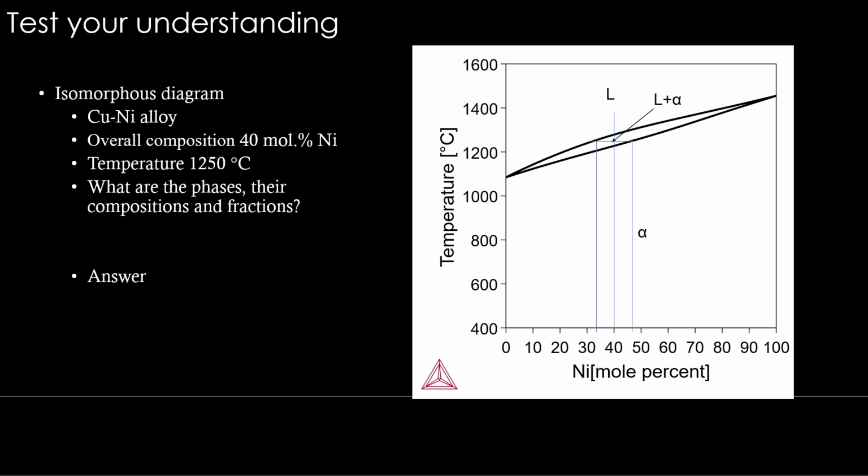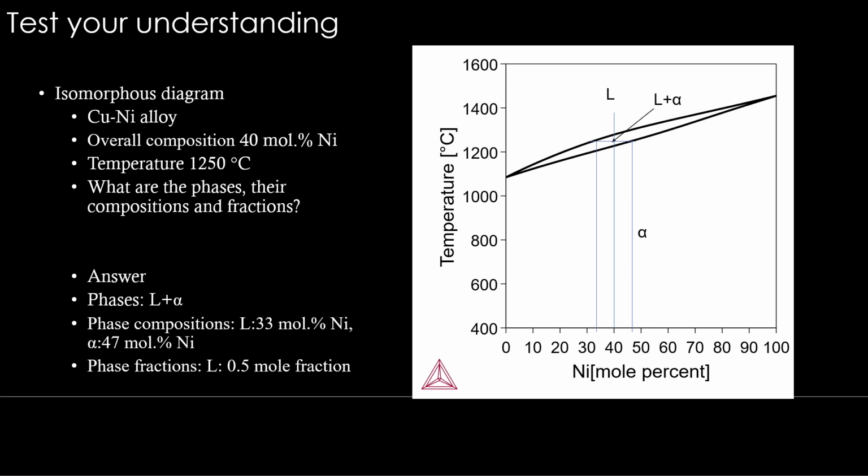So you can drop it and read the compositions. Something around 33 mole percent nickel is in liquid, and 47 mole percent nickel is in alpha. Okay, so phases are liquid plus alpha. The compositions are 33 mole percent nickel and 47 mole percent nickel in liquid and solid respectively. And in the phase fractions, applying the lever rule, you will see that 0.5 mole fraction approximately is the phase fraction of liquid. So obviously the alpha phase is going to be the other 0.5. So that's the answer. I hope you got it right.